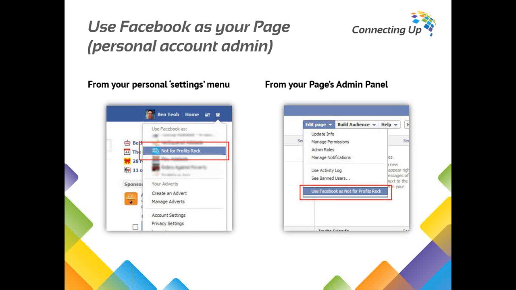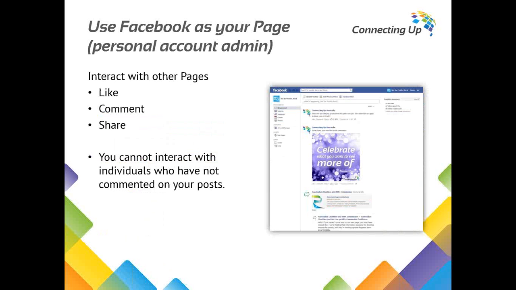It's also handy if you want to engage with a page, if you want to grab the attention of another organisation, for example, maybe the ACNC. You can go on their page and just raise awareness for what your organisation is doing. You can jump on there and be visible to them too. You can also do the same thing from your page's admin panel. So if you went to your page, you can say use Facebook as Not for Profits Rock in this example. That's just a breakdown again of what we were saying. You can like and comment and share as your page, and it's really handy.